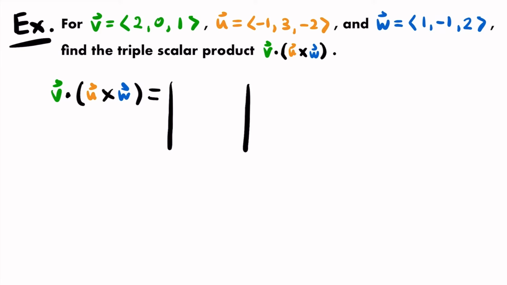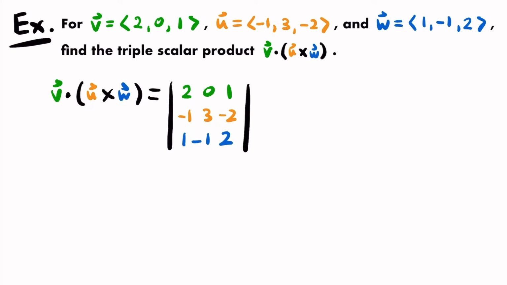All right, so let's fill those in. The components of vector v are 2, 0, 1, so we will have 2, 0, and 1. The second row will be the components of vector u, which are -1, 3, -2. So we will have -1, 3, -2. And then the last row will be the components of vector w, which are 1, -1, and 2. So we have 1, -1, and 2.